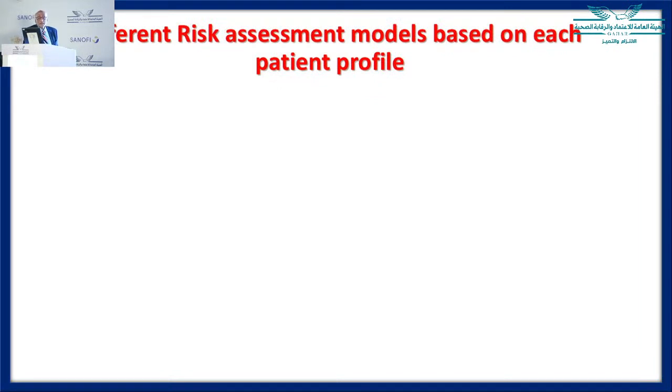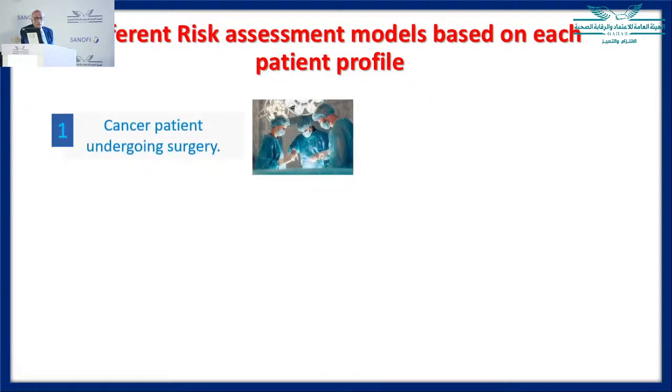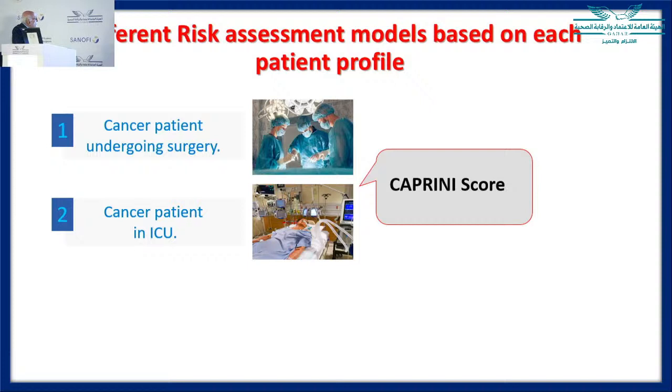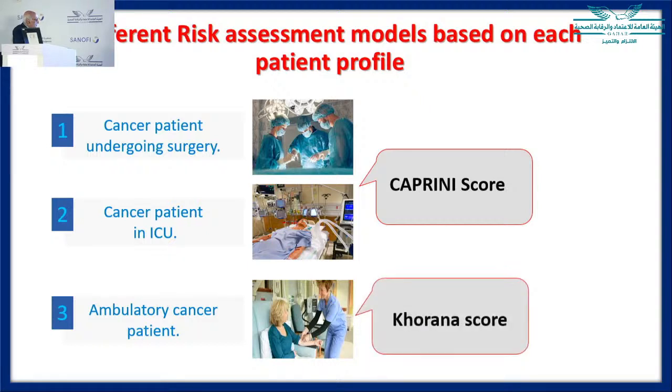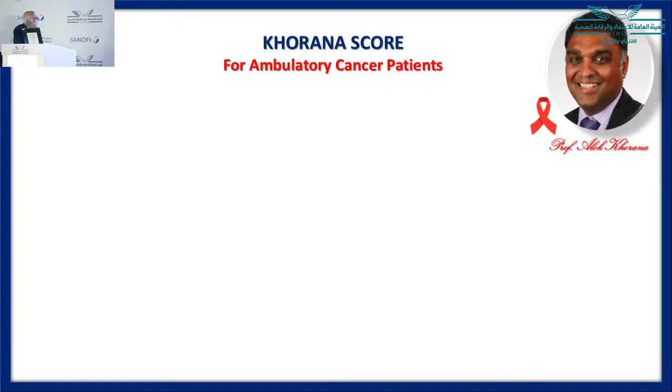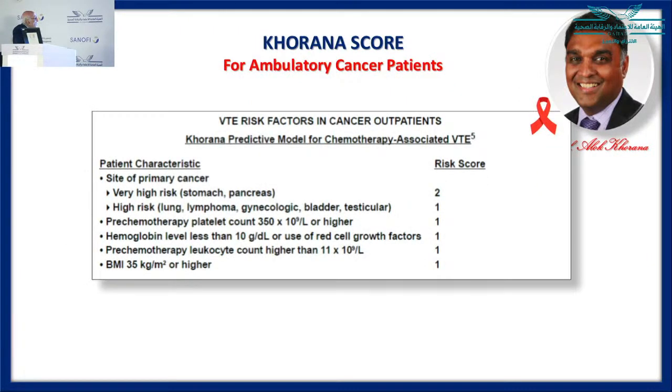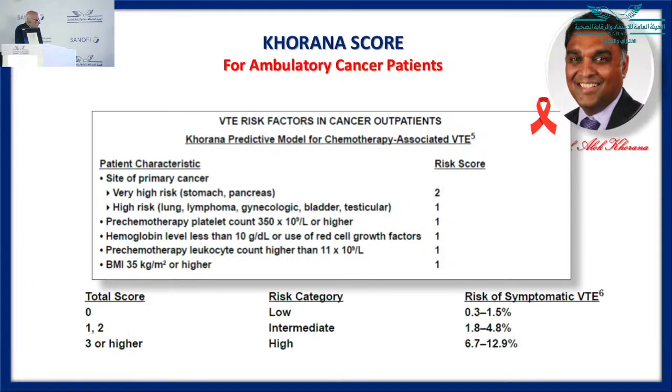So we have different risk assessment models based on every patient profile. We have the Caprini score for cancer patients with surgery and cancer patients in the ICU, and we have the Corona score for ambulatory cancer patients. This Corona score is very famous, and thromboembolism reaches up to 12.9%. About 13% of patients with a Corona score of 3 or higher will get DVT.